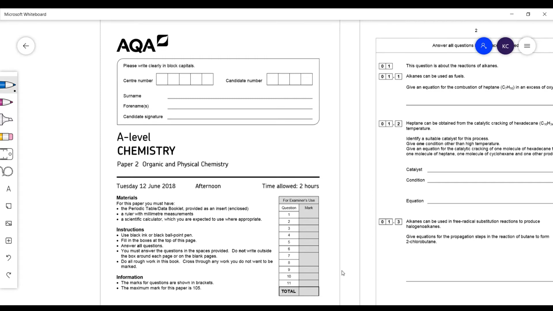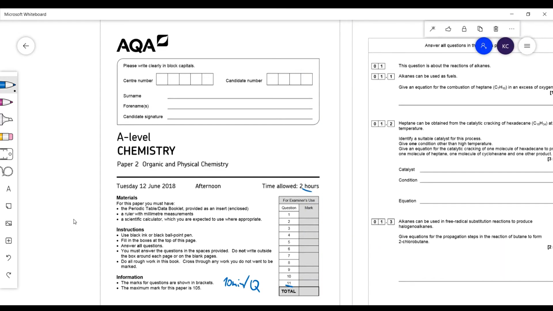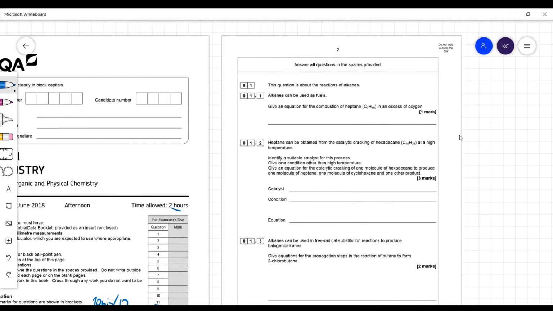In this lesson we will look at A-level chemistry paper 2 from AQA from June 2018. There are 11 questions, you get 2 hours, so if you give yourself 10 minutes per question you should be fine and have some time to go over everything again. Okay, so let's start with question 1.